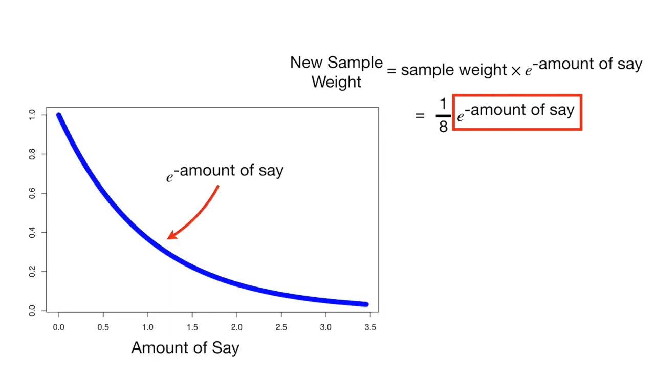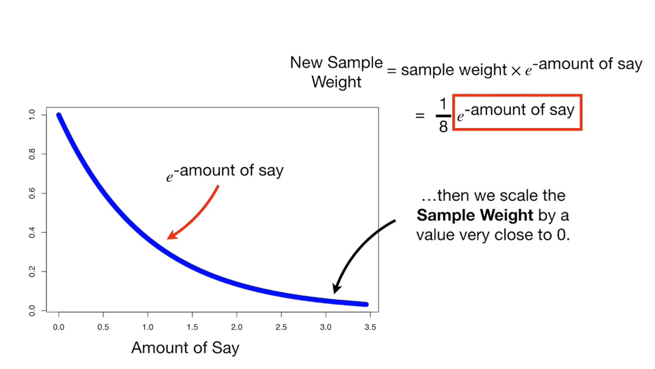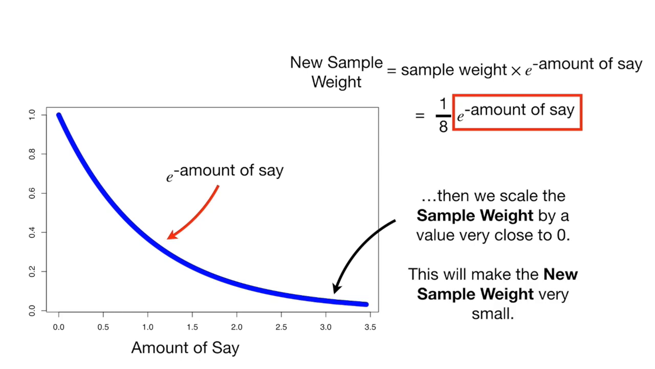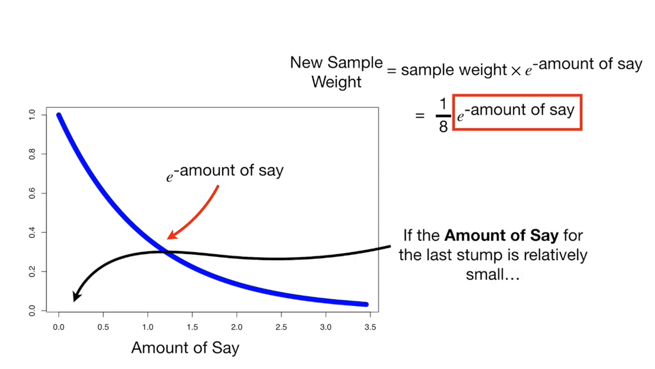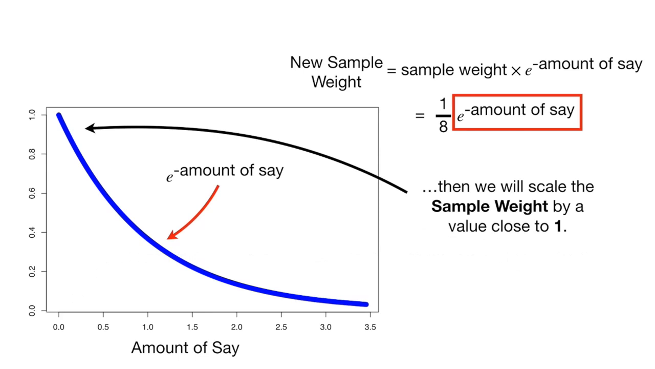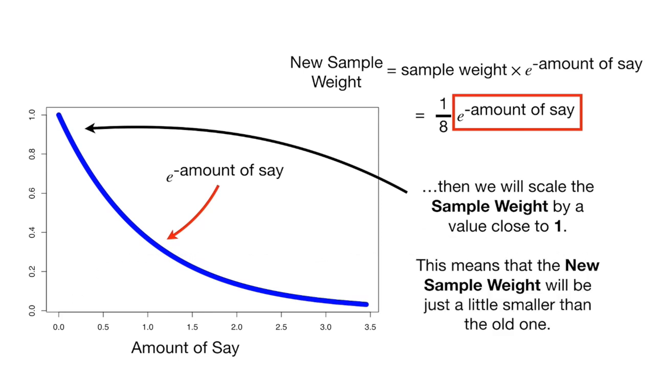When the amount of say is relatively large, then we scale the sample weight by a value close to 0. This will make the new sample weight very small. If the amount of say for the last stump is relatively small, then we will scale the sample weight by a value close to 1. This means that the new sample weight will be just a little smaller than the old one.